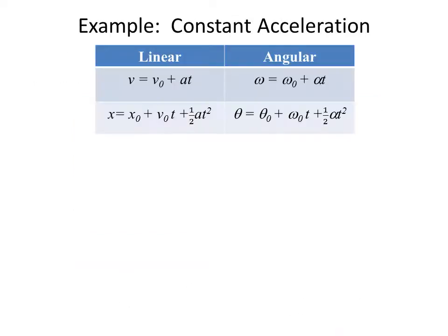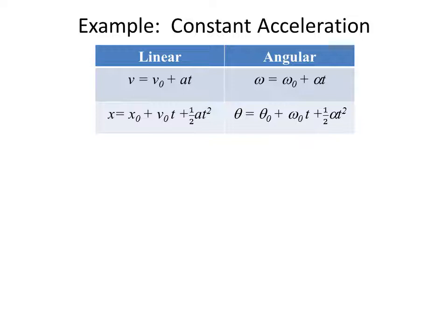For example, let's look at a case of constant acceleration. If we look at the equations for the linear motion, we recall that the velocity is equal to the initial velocity plus the acceleration times time. For the angular or rotational motion, we have that omega, the angular velocity, will be equal to the initial angular velocity plus the angular acceleration alpha times time. And the position formulas are identical too. We have the same form.